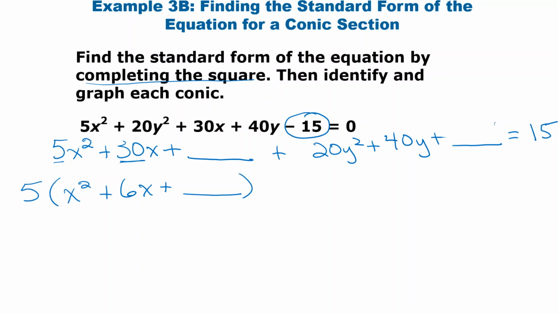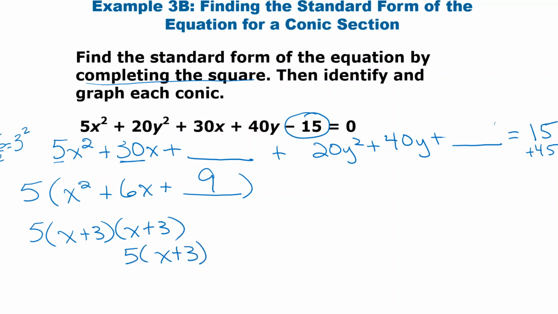All right, now what is that going to be? Well, I take my 6 divided by 2, that gives me 3. 3 squared equals 9. So I'm going to add 9 to this side, but notice that I factored a 5 out, so I actually added 45. All right, so I'm going to have to add 45 over to the other side of my equation here, because 9 times 5 is 45, and that's actually what I did. All right, so now I can complete my square here. Now that I have it completed, I can say 5 times x plus 3 times x plus 3, which is the same as 5 times x plus 3 squared.